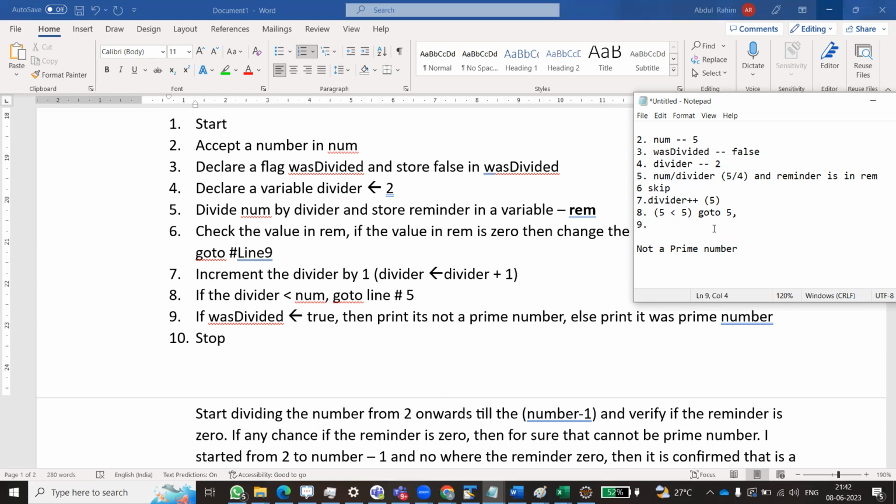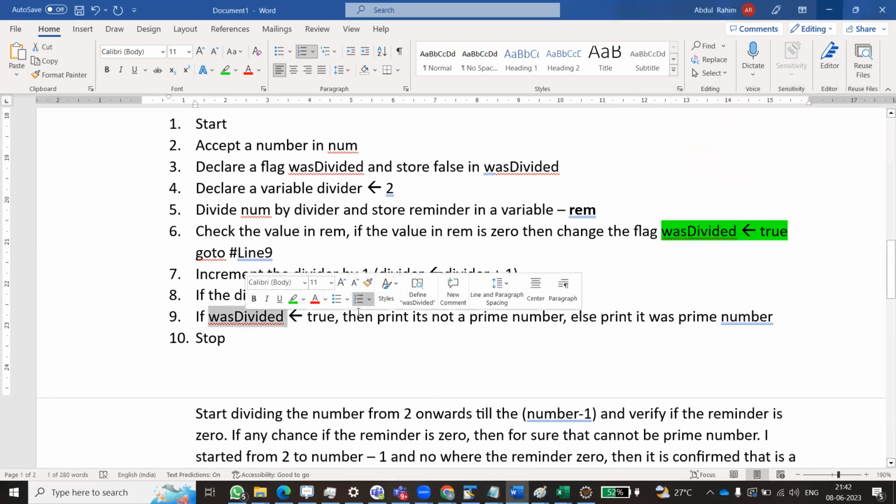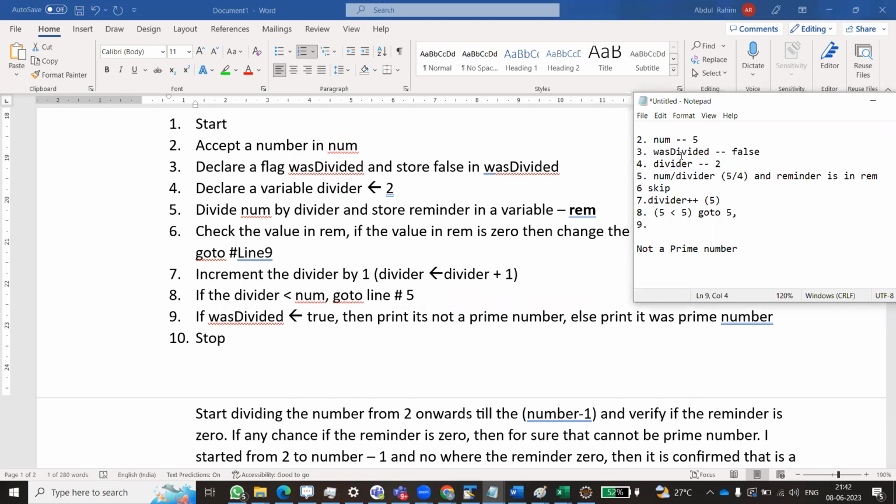Here it will check the value of was divided. Since this was false and it was never changed, this will be false only. Now, since it is false, what will it print? If it is true, then it will say it is not a prime number. Else, if it is false, then it will say it's a prime number. Prime number. Done.